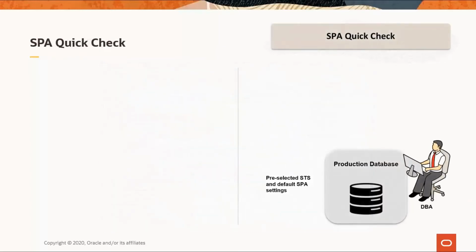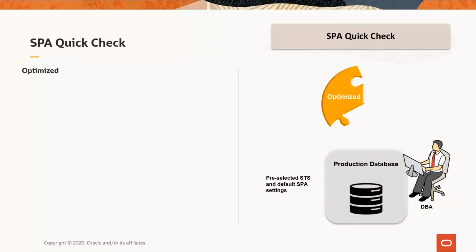Moving forward to the last tool, we have SPA Quick Check. So we discussed SQL Performance Analyzer and how SQL Performance Analyzer can help you identify regression on SQL statements before and after making changes on test systems, right? Then you can transfer that to your production systems when you make those changes. For production systems though, we want to spend a couple of minutes here discussing SPA Quick Check.